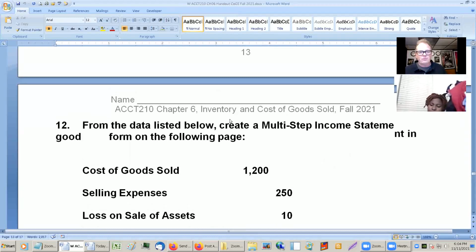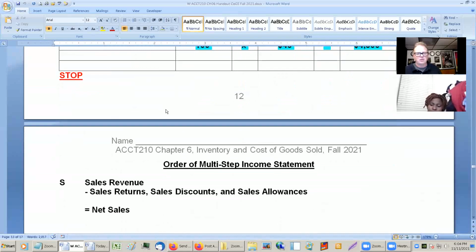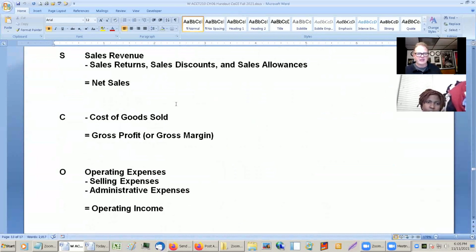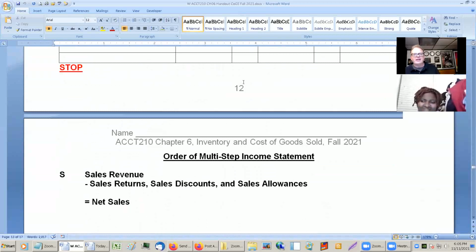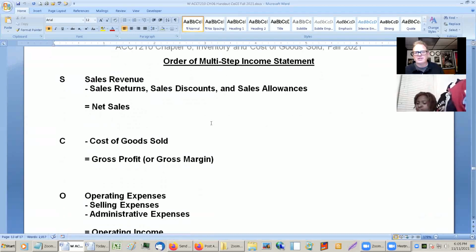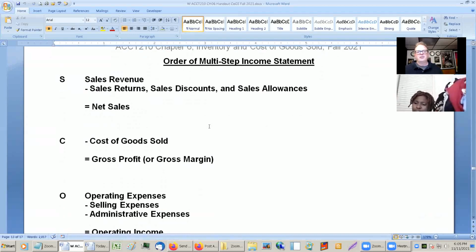Okay, let's go to problem 12. I didn't talk anything about this, did I? Maybe it's on page 11. Order of the multi-step income statement. I think this is page 11. Okay.